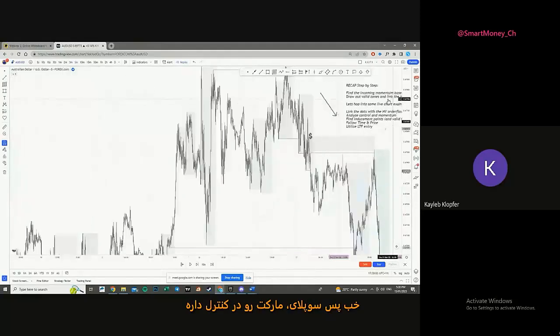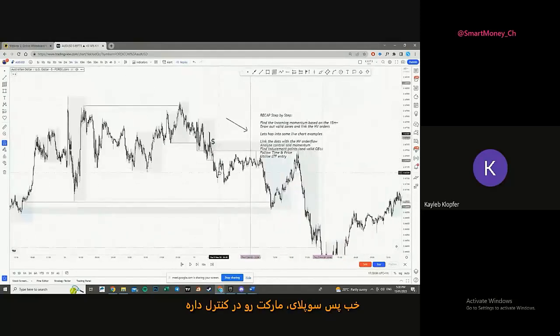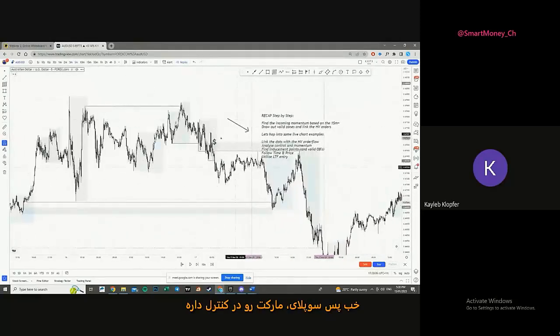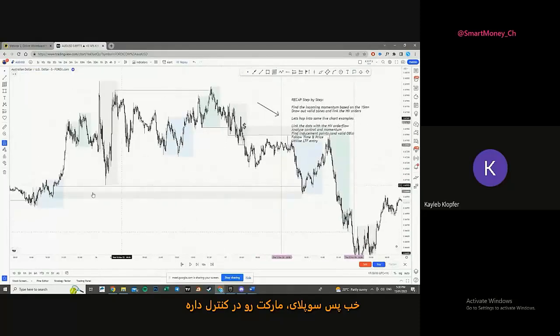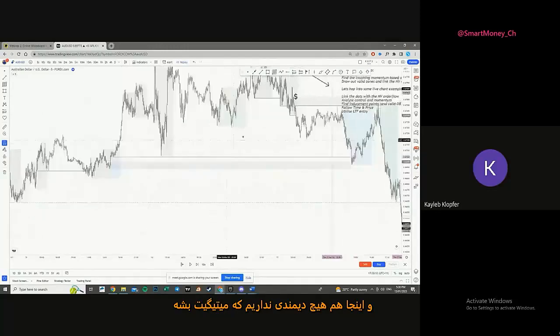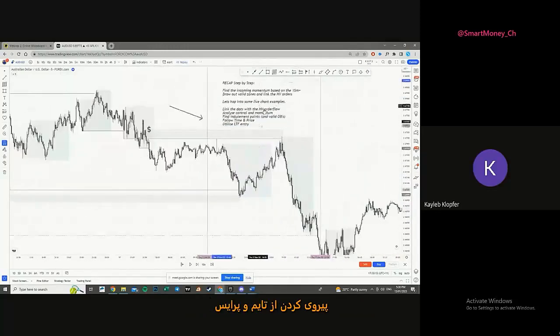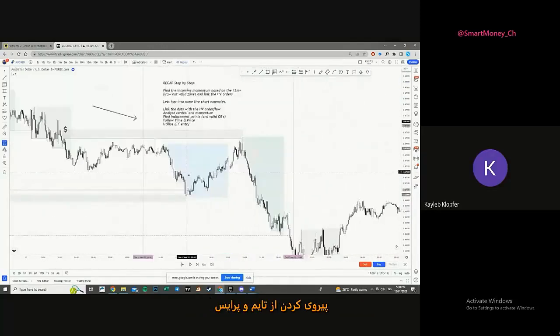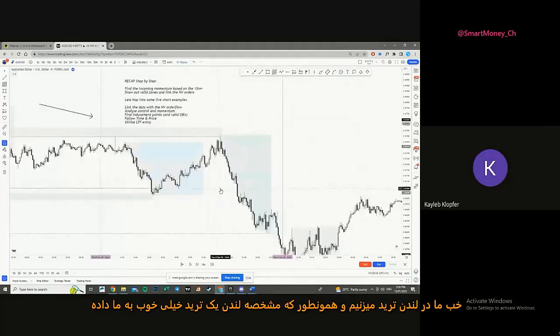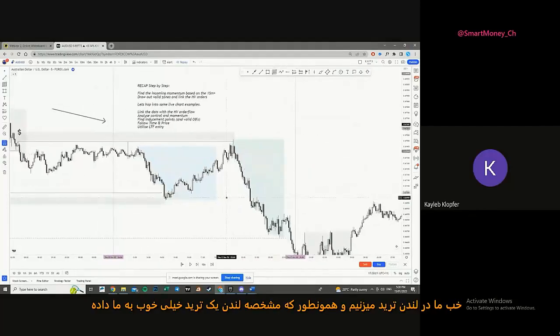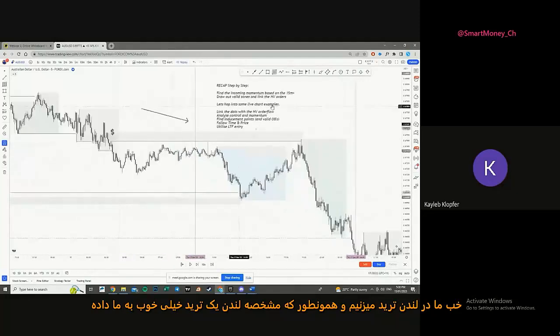Analyze control and momentum. Well, our control, we're controlling supply. Our supply is in control at the moment, especially because we don't have demands here in which we can mitigate. Follow time and price. Well, we're trading London, and we can see London Open has given us a very nice sell opportunity, which we've already seen here.